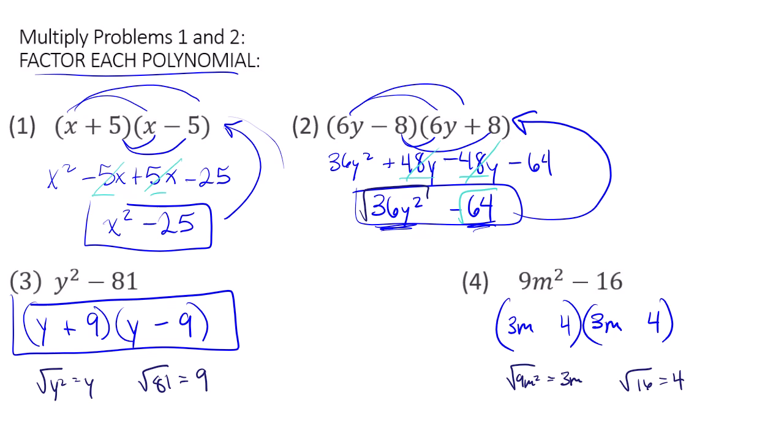And we just need to put a plus and a minus just to show you it doesn't matter the order. I'll do it that way. And that's it. That's how we factor difference of 2 squares.